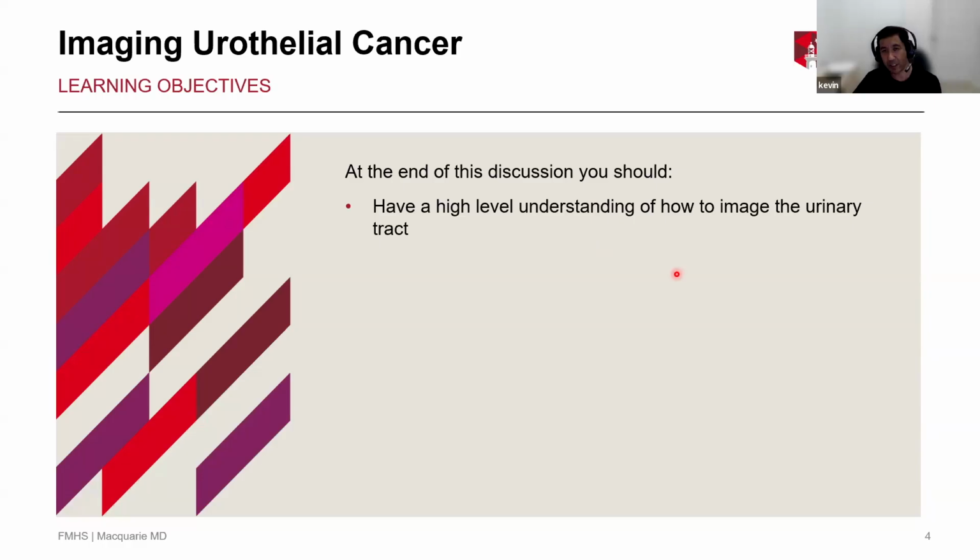Some of it will be historical, but I was hoping to give you an understanding of what we have and what we can use to try to image the urinary tract, particularly in this case the bladder, from the point of how do we diagnose it, how do we stage it, and then what happens if the tumor has spread and how we can help the oncologist in treatment.